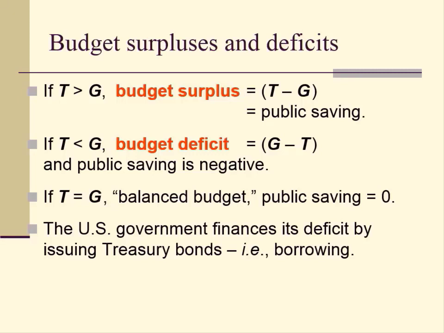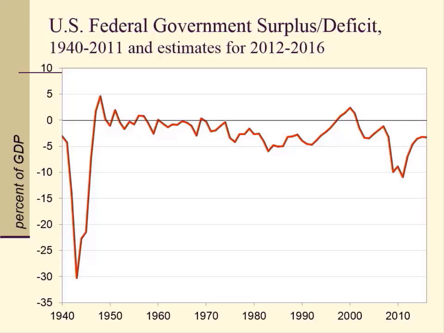The US government finances its deficit by issuing treasury bonds, that is, borrowing. This is the US federal government surplus/deficit plot since the 1940s until 2016, where 2012 to 2016 are estimates. And you can note several things. First, the huge deficit in the early 1940s. This was due to World War II, and as you know, wars are very expensive.